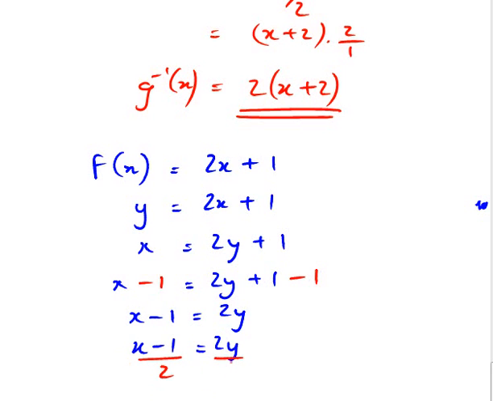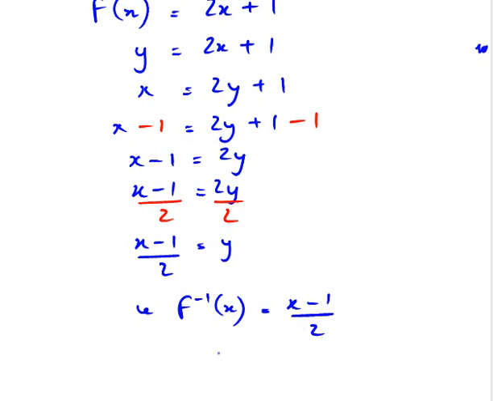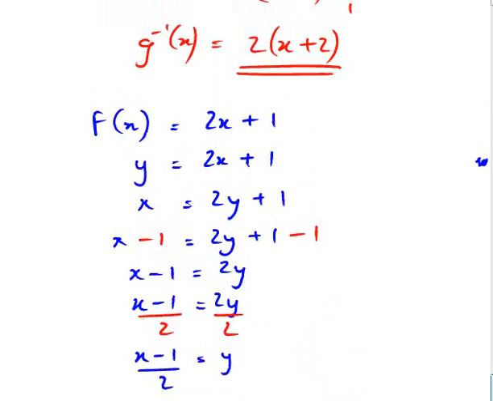And now of course these will cancel, and I'll be left with y equals x minus 1 over 2, i.e. the inverse function of x equals x minus 1 over 2. So it's a foolproof way for how to get these to work. Great method, always works. Let's just make sure we prove it always works.